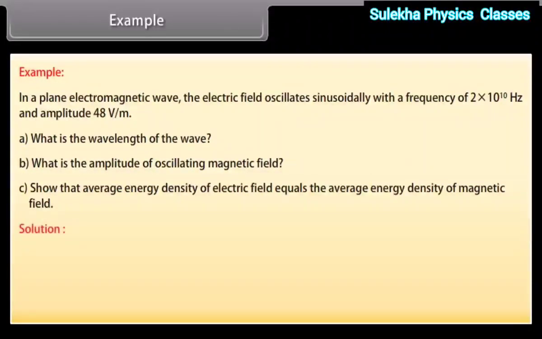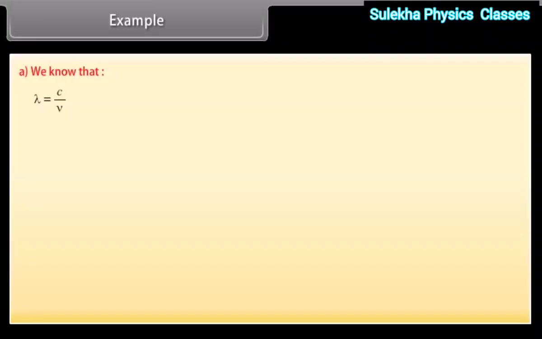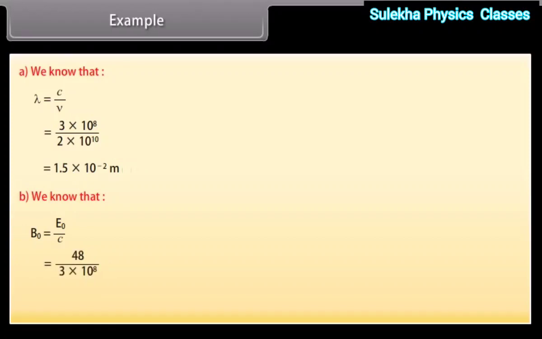Let's see the solution. Given values are nu, which is equal to 2 × 10^10 Hertz, E naught equals 48 volt per meter. We know that lambda is equal to C upon nu. By putting and calculating the values, we get the wavelength of the wave, which is equal to 1.5 × 10^-2 meter. We know that B naught is equal to E naught upon C. By putting and calculating the values, we get the amplitude of the magnetic field, which is equal to 1.6 × 10^-7 Tesla.